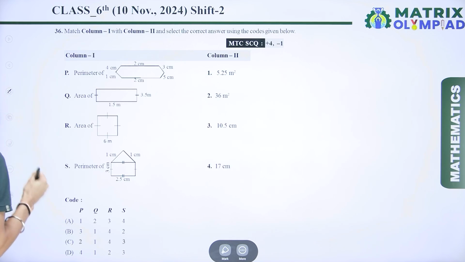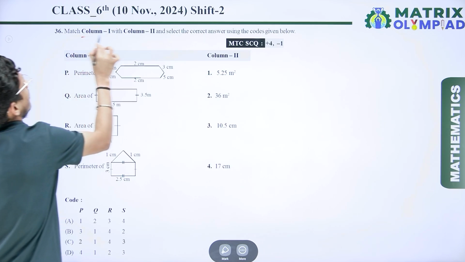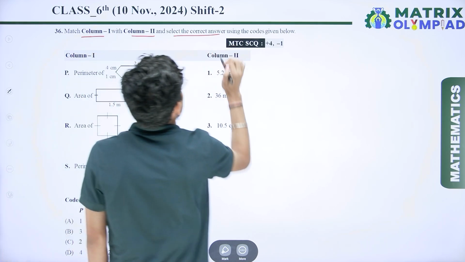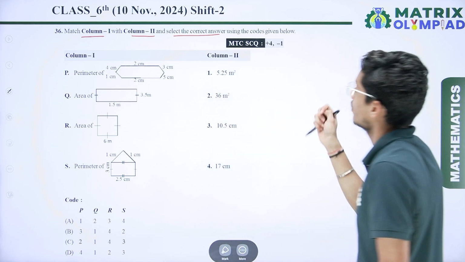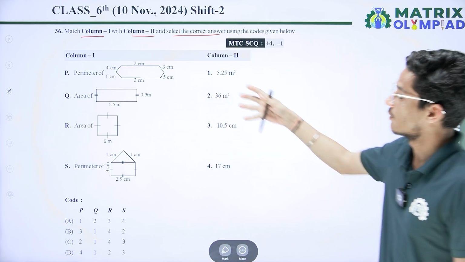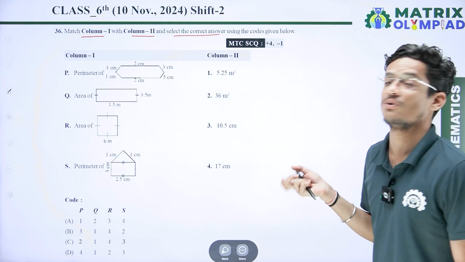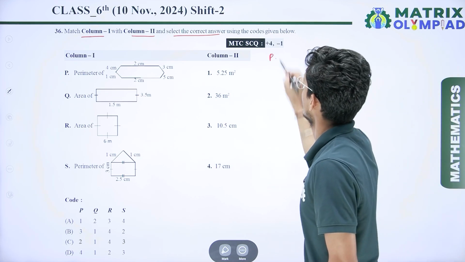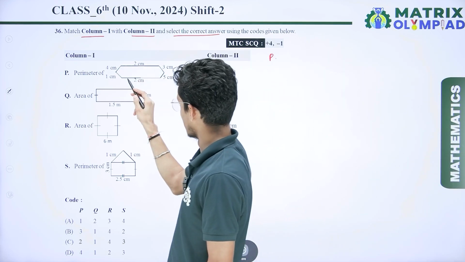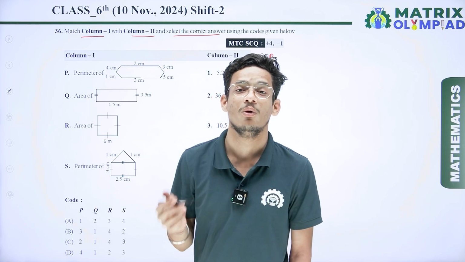So now if I talk about the next question, that is, match column 1 and column 2 and select the correct answer using the code given below. Again here we have column 1 and column 2, and we have to simplify column 1 first. So P, that is, we are given the perimeter of this figure. We know perimeter is the sum of all sides.